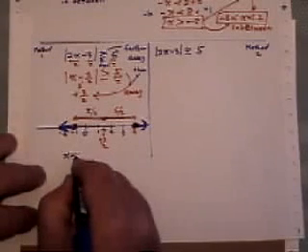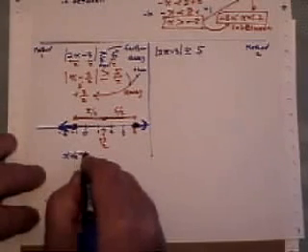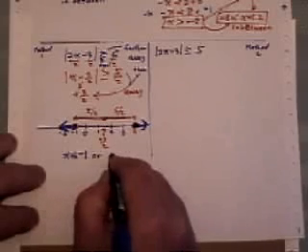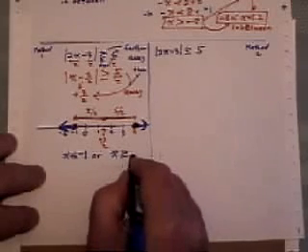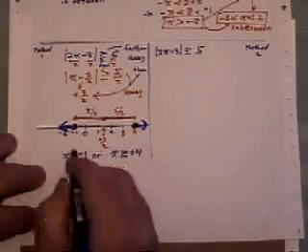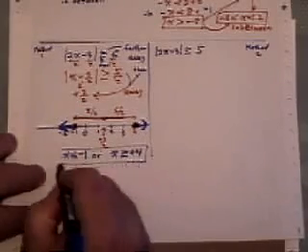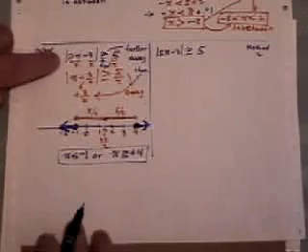So now I can write my final answer. Any x less than or equal to negative 1, or any x that is greater than or equal to positive 4. Put any of those numbers into my original equation, and it will be a true equation.